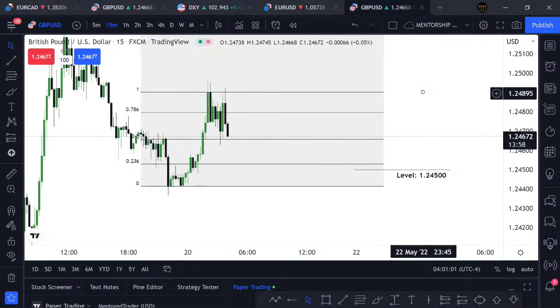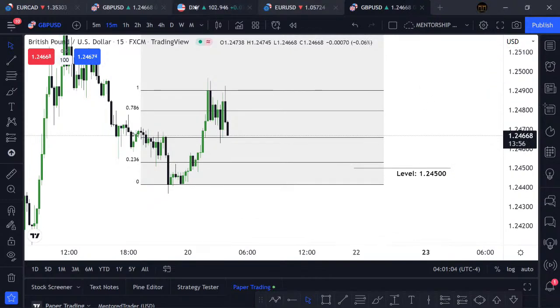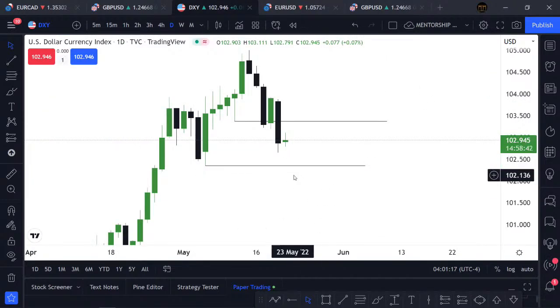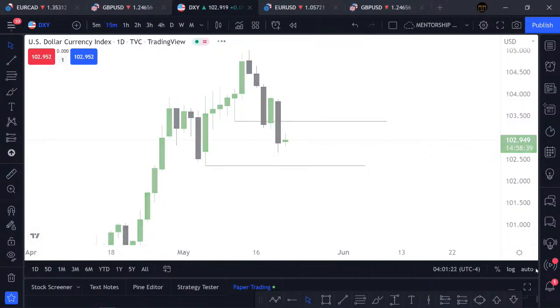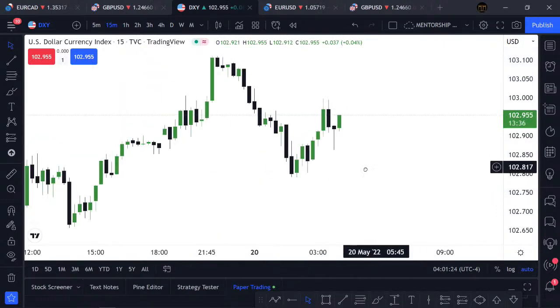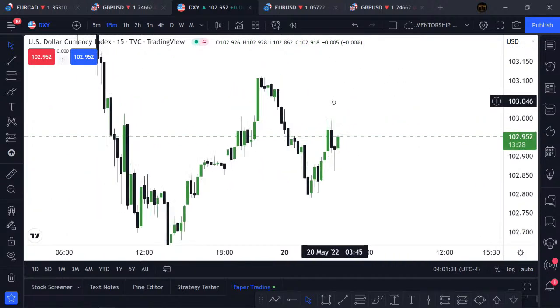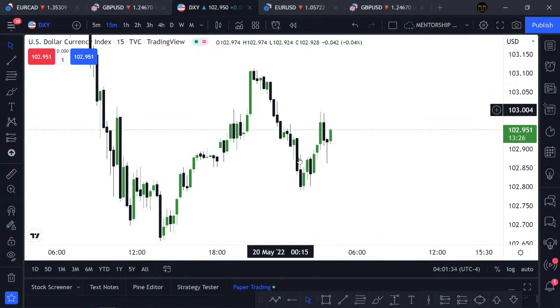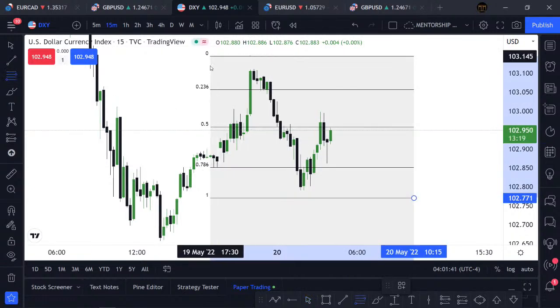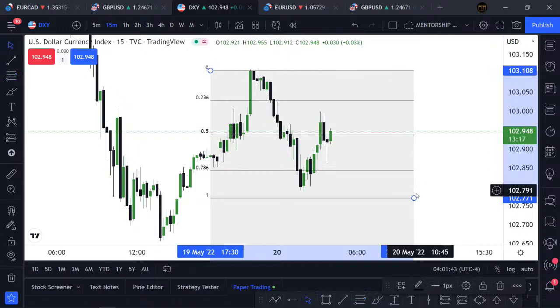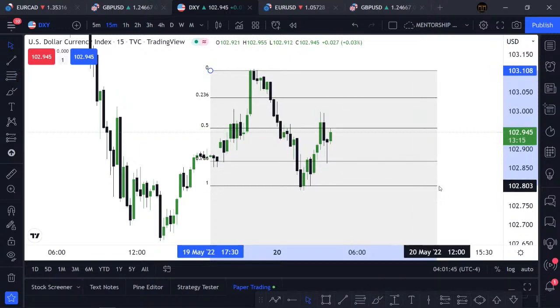The second thing is the dollar index is selling. Let's go on a 15-minute chart. So the dollar index is also selling. If I use a Fibonacci here, it is the same thing. On a daily, it is selling. If I also use a Fibonacci here for the smart trading entry, we still get the same thing.